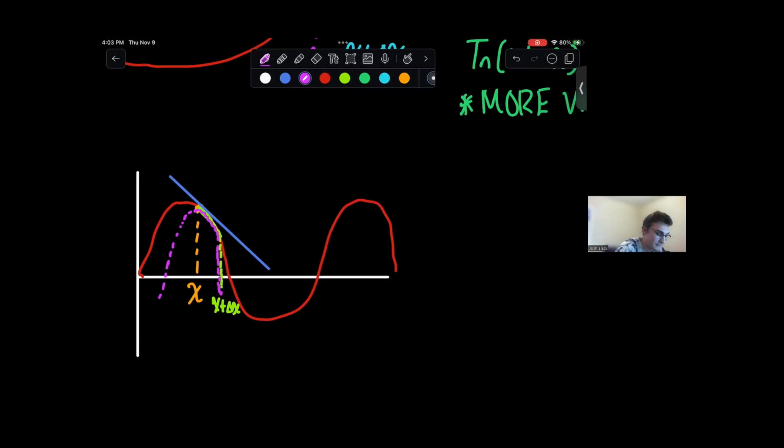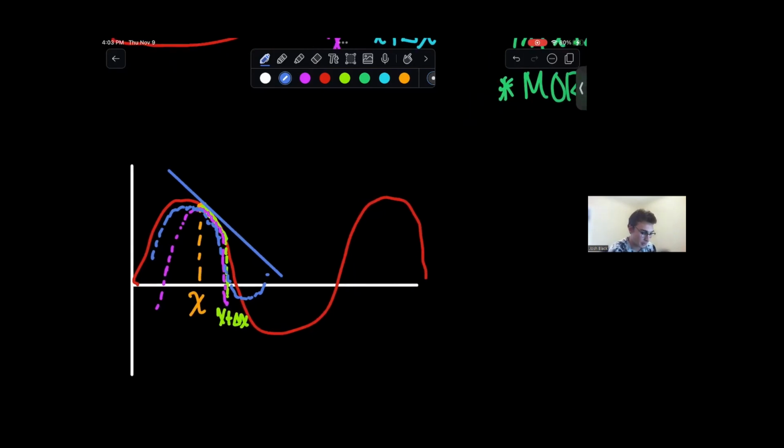You know what would fit even better though? A third order polynomial. Something that maybe looks like that. That looks even cooler. So the more parts that we add, yes, the better our approximation is going to be. But again, what's the difference between the purple line and the blue line? Not that much, right? Not that much at all.